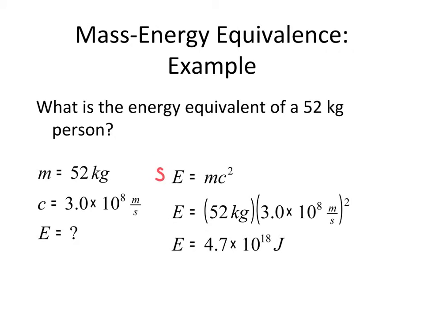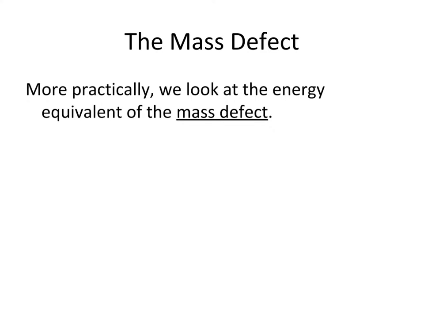There it is. E equals mc squared. And so we'll substitute in the mass, 52 kilograms, and c, the speed of light through a vacuum, and then we'll square that, and we get 4.7 times 10 to the 18 joules. That's a lot of energy. So if we could convert all of the mass in a 52 kilogram person into energy, we would get 4.7 billion joules of energy. That's a lot. We can't do that, though.